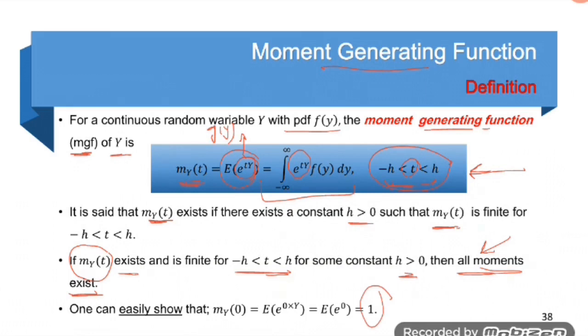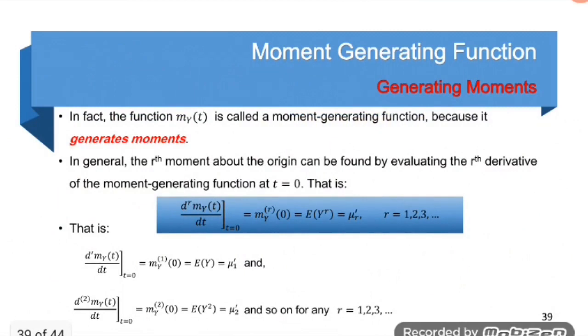Now move to the concept of the moment generating function as a tool to generate moments. In fact, this function is called the moment generating function because it generates the moments. In general, the rth moment about the origin can be found by evaluating the rth derivative of the moment generating function at t equals 0. And again, I'm repeating that we studied that before in the discrete case. We are just revising this information because it is the same for either the discrete random variable or the continuous random variable.